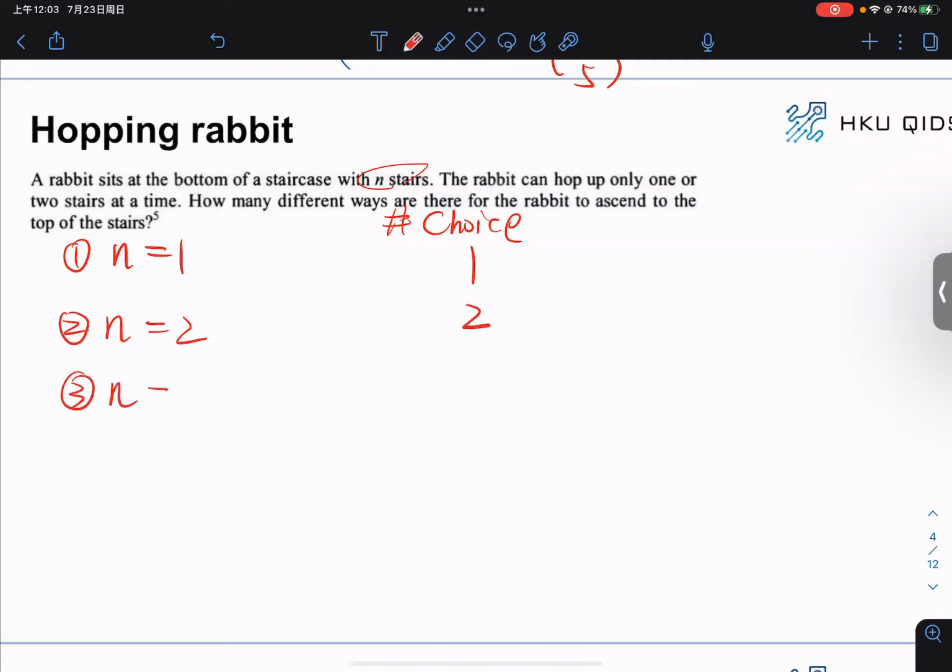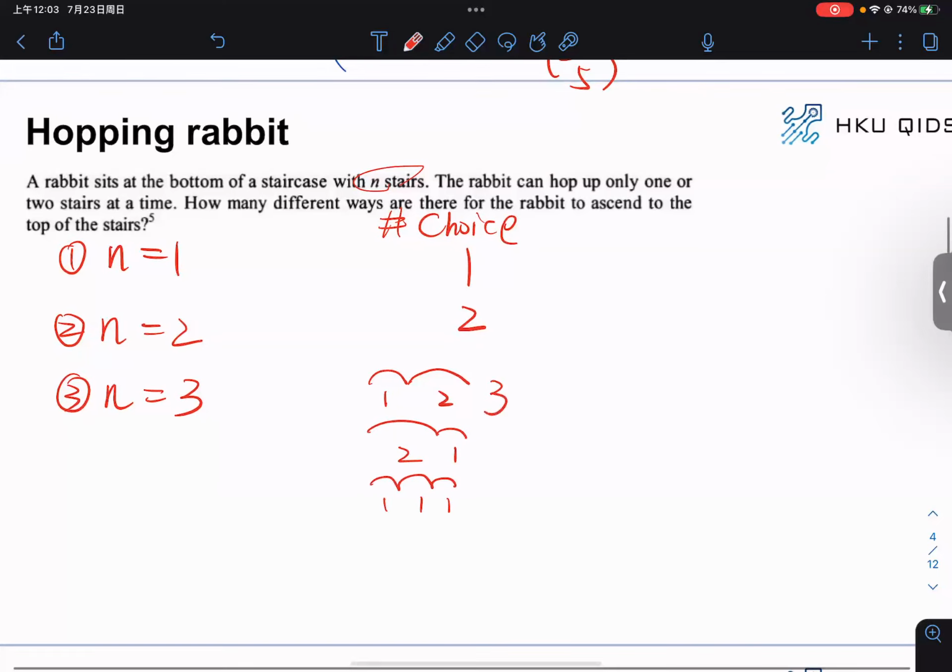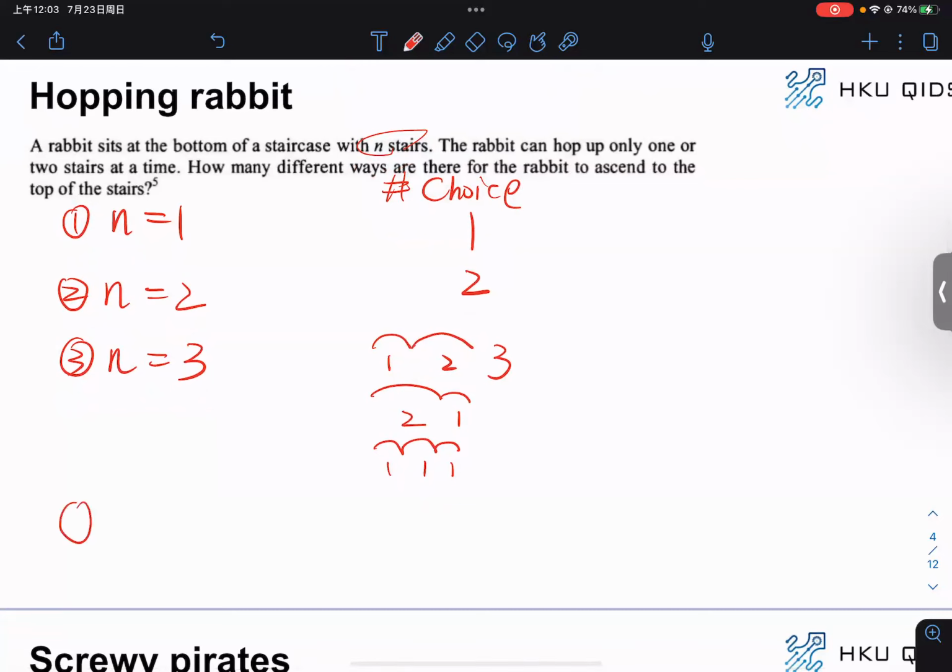And how about when n equals 3? When n equals 3, we can go 1, 2, or 2, 1, or 1, 1, 1. So in total, we have 3 choices. And what about 4? We have seen some kind of pattern here, but we need to go further to check it. When n equals 4, again, you have 1, 1, 1, 1, or 2, 2, or 1, 1, 2, or 2, 1, 1, or 1, 2, 1. So in total, we have 5 choices.